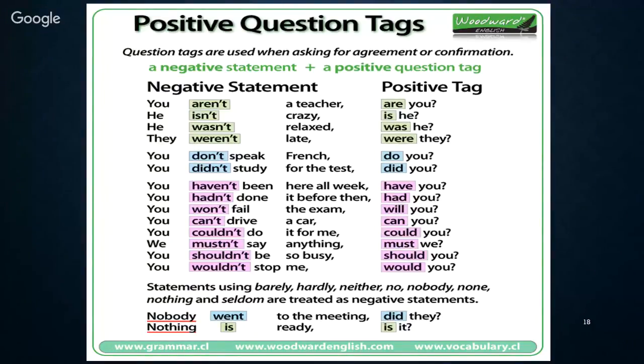Statements using barely, hardly, neither, no, nobody, none, nothing, seldom, they're all treated as negative sentences. So negative statement. Nobody went to the meeting, did they? Nothing is ready, is it? So this is another thing you need to pay attention to.